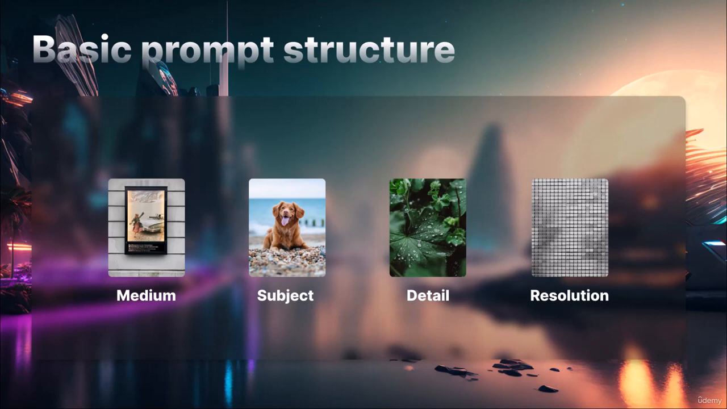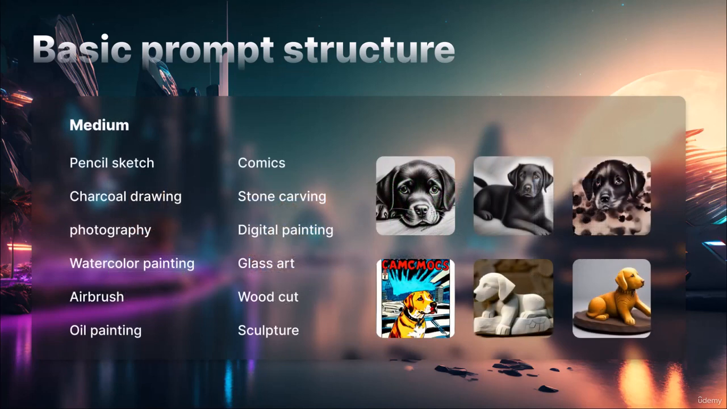Alright, let's talk about the first modifier, medium. The mediums that are commonly used include oil painting, watercolor, sketch, charcoal drawing, and digital painting. It is usually placed at the beginning of the text prompt as it has a significant impact on the result.